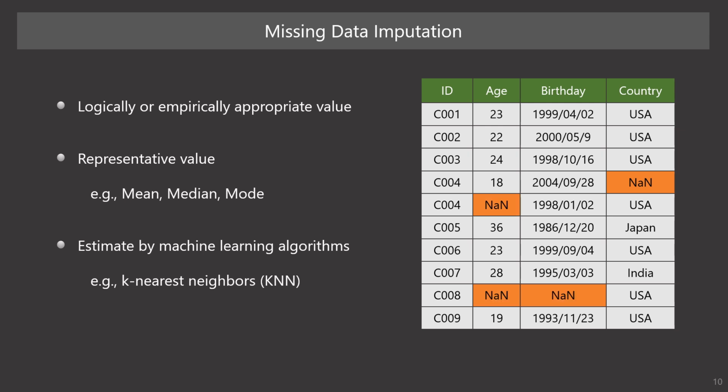A more elaborate way of imputation is using machine learning algorithms. Using other variables as predictors, a machine learning algorithm can estimate the most probable value for the missing data. A popular algorithm used for this purpose is k-nearest neighbor, which will be covered in the following chapters.